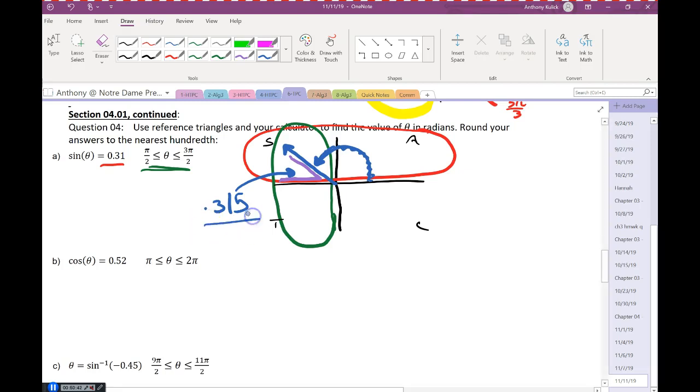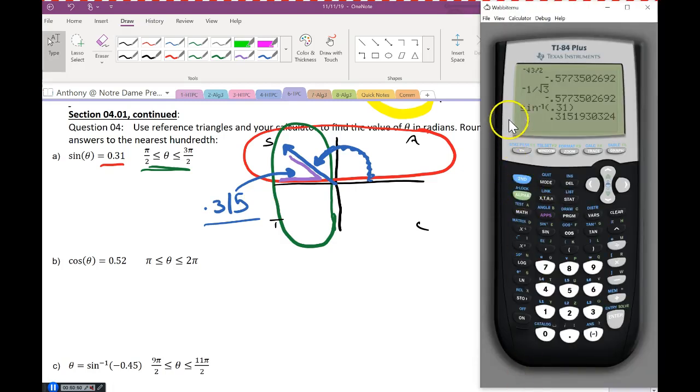That's what my calculator gave me when I did sine inverse of 0.31. It's because you were talking to Hannah while you were doing that. So that's what, after I figured out where my answer was, I went and computed the sine inverse. Because you're in degree mode.